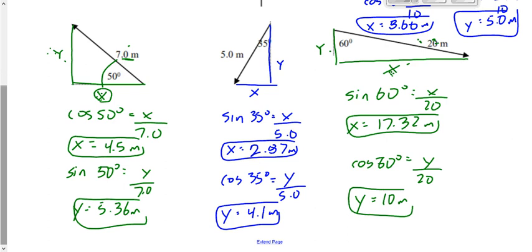So how much of that 20 meters is x? 17.32. How much of that 20 meters is y? 10 meters. Make sense?